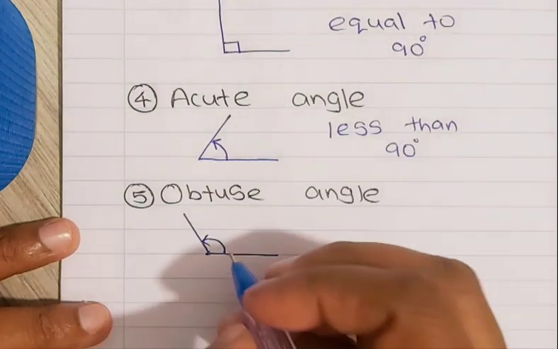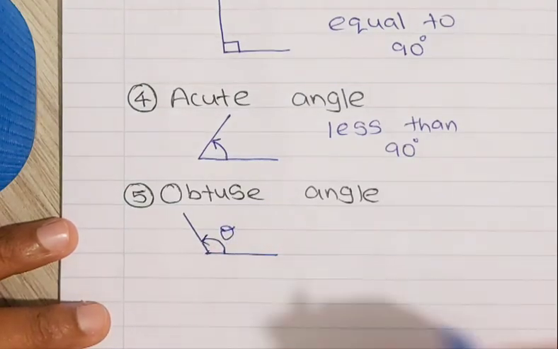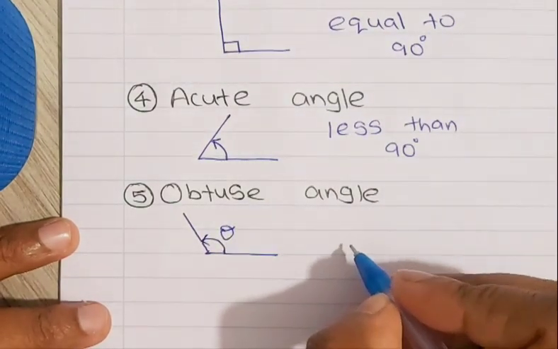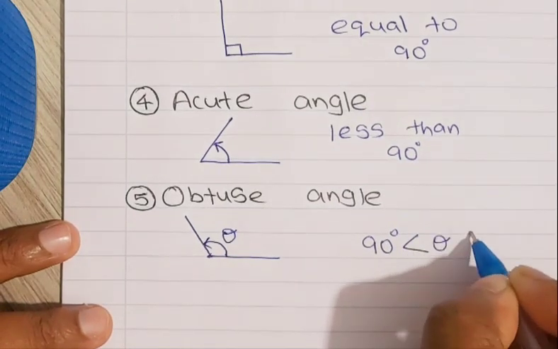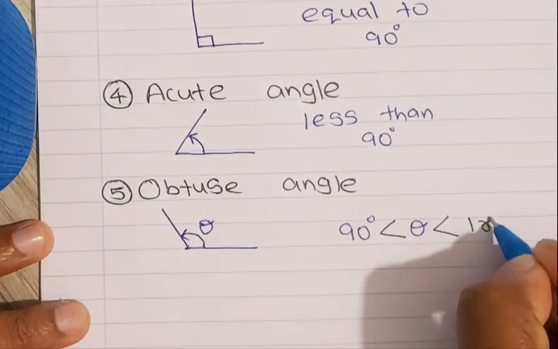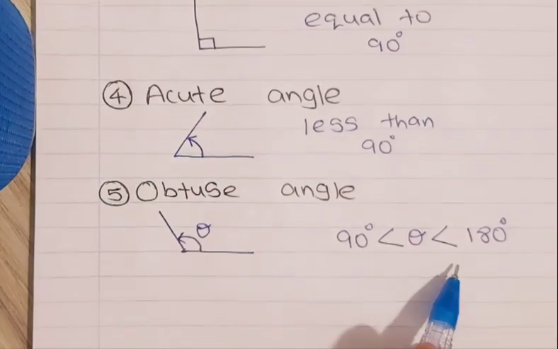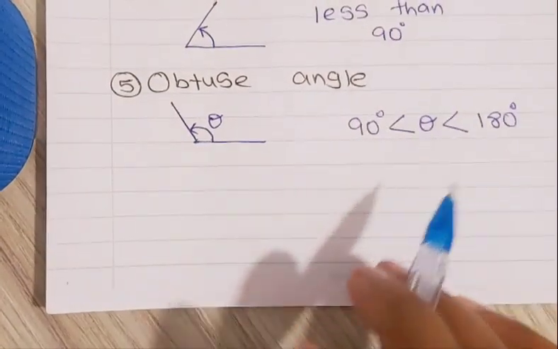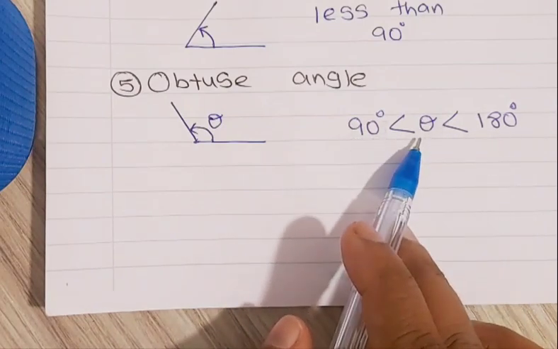If I am taking this unknown angle as theta, I can say theta is greater than 90 degrees and less than 180 degrees. So the obtuse angle should be greater than 90 degrees and less than 180 degrees.